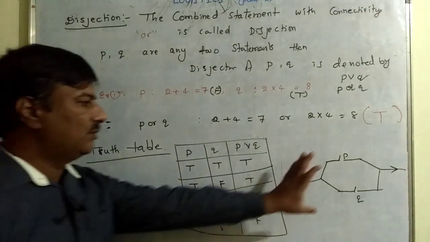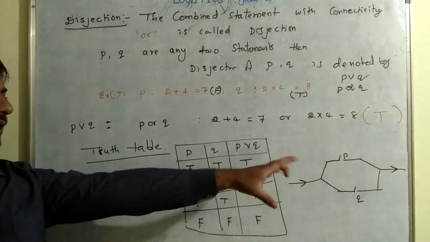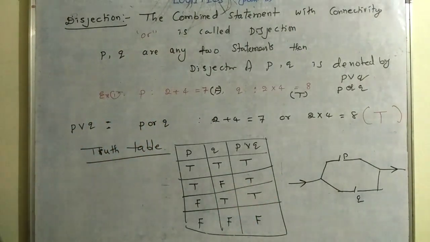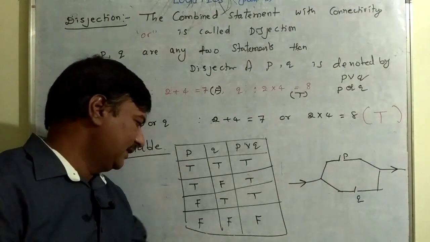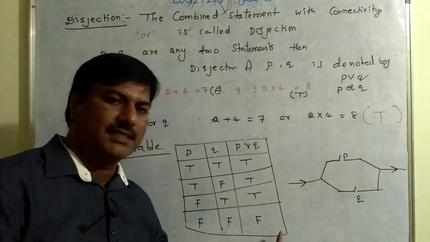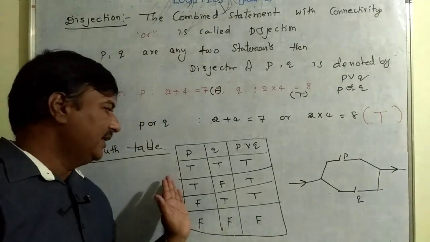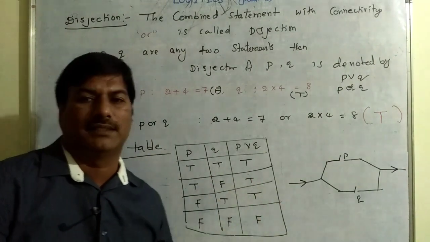If both the switches are open, then the current doesn't pass, so we can say the combined statement is a false statement. We can remember this by the wording: if both are false, the resulting statement is false. If any one of them is true, the resulting statement is true. That is complete.